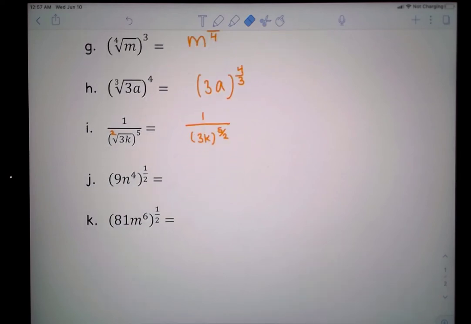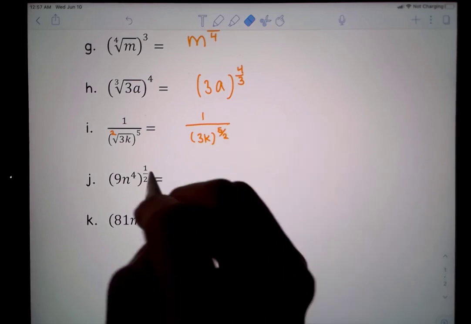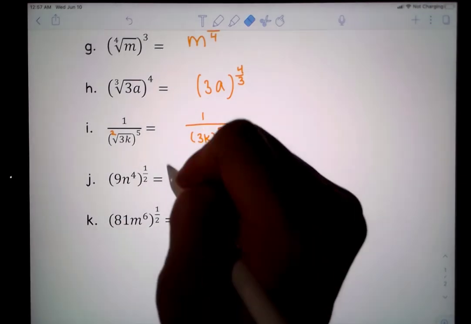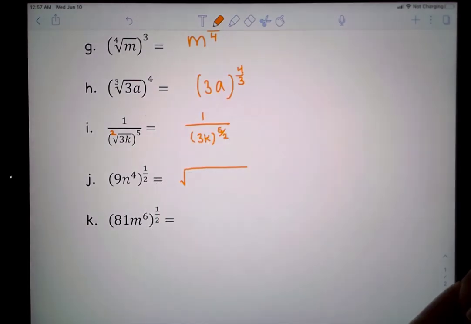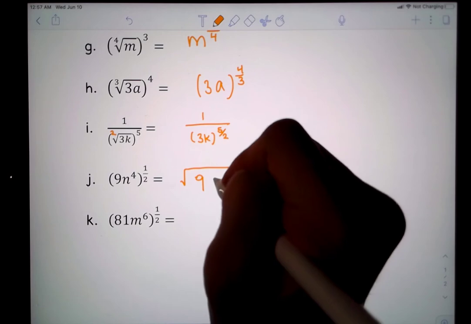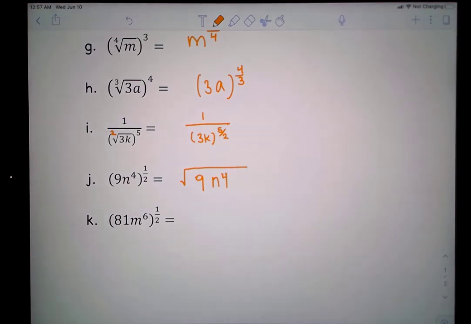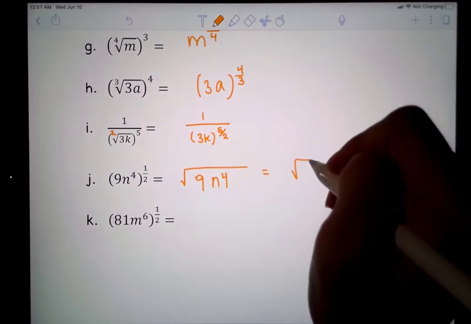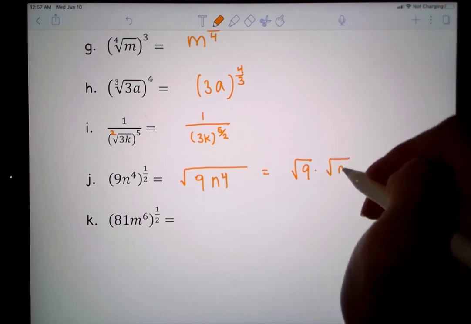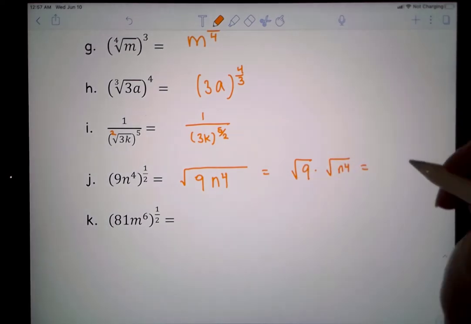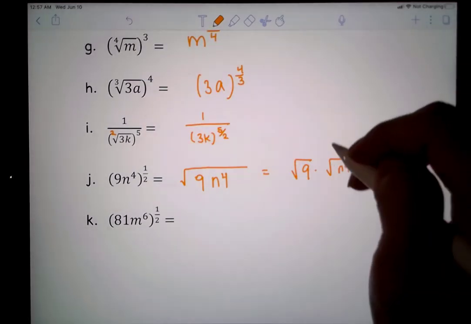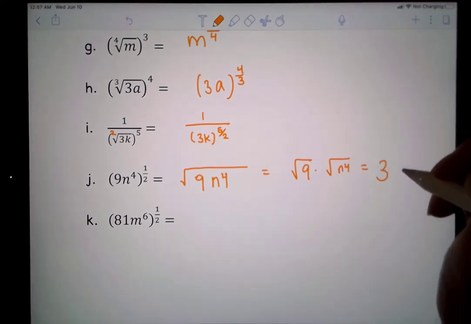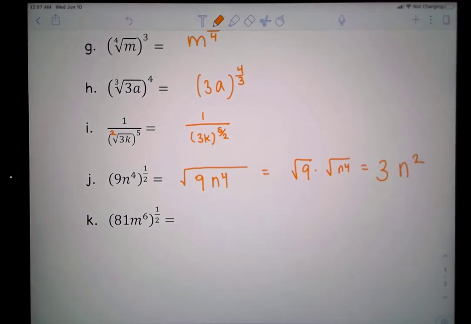Okay, and what about J? J is, oh, you have power, but we can simplify this one, guys. So 1 over 2, that's what? That's square root, right? So 1 over 2 power, that's square root. Your inside, 9 and n to the 4, right? So you know what? Square root of 9 times square root of n to the 4. So square root of 9, you know that's 3, right? And n to the 4, that one, square root of n to the 4. Then we can do it n squared, right? So you can do this, guys.